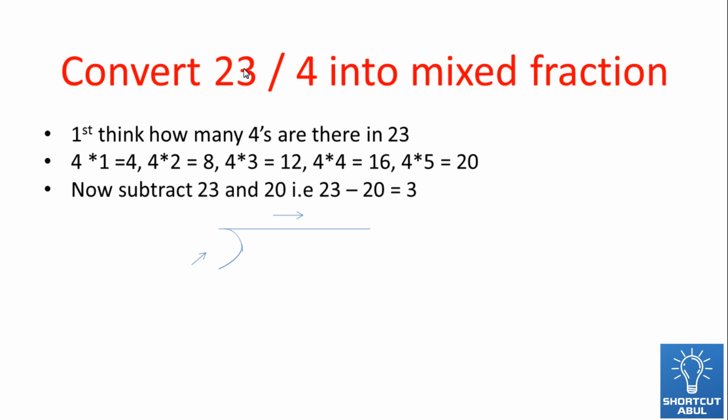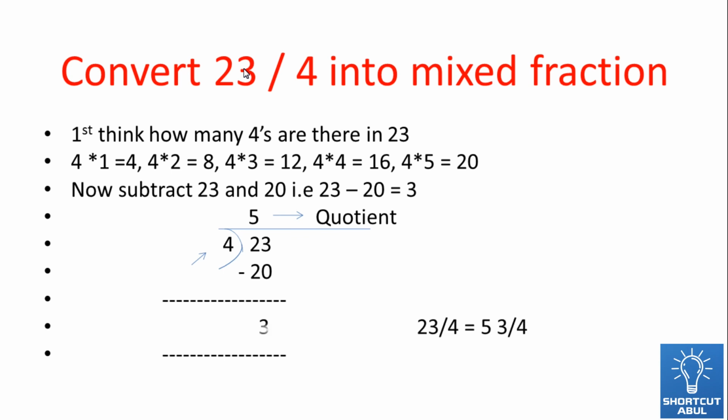How to do this question? Let us do it mathematically. 23 divided by 4, 4 5s are 20, 5 is the quotient. What is 23 minus 20? 3. 3 is called the remainder. How to write this? First, second, third. So 23 by 4 equals 5, 3 by 4.